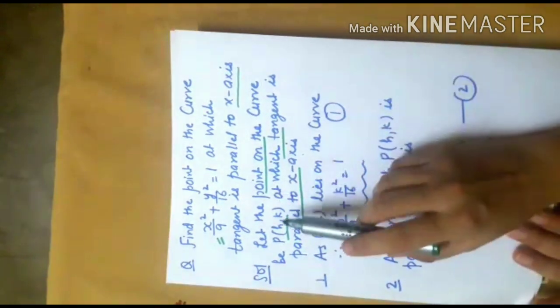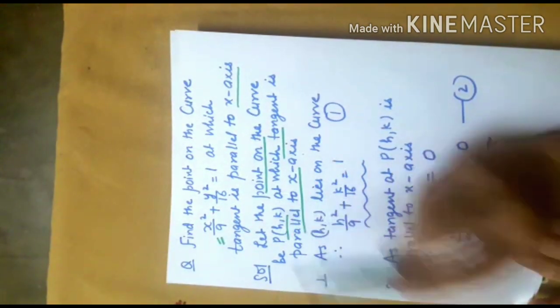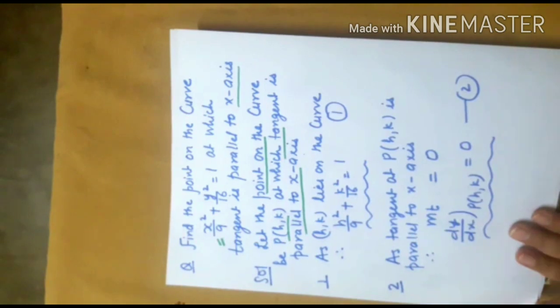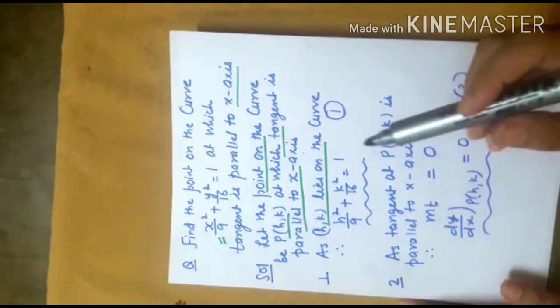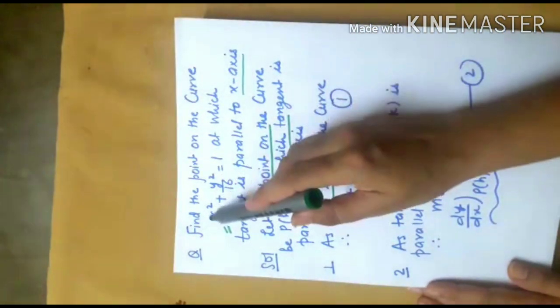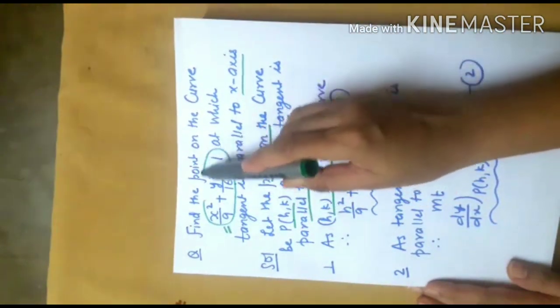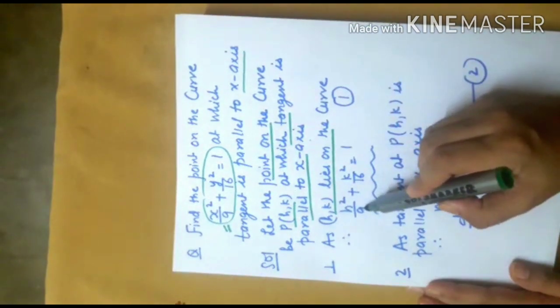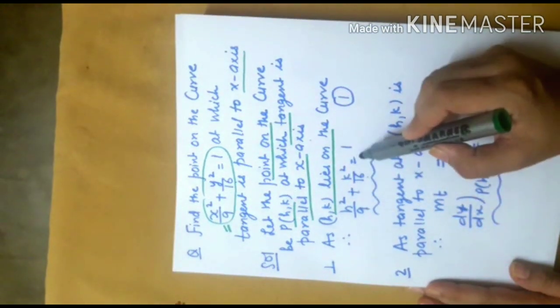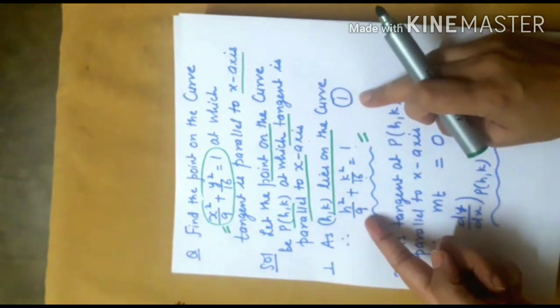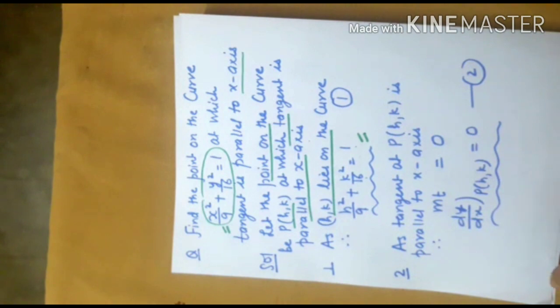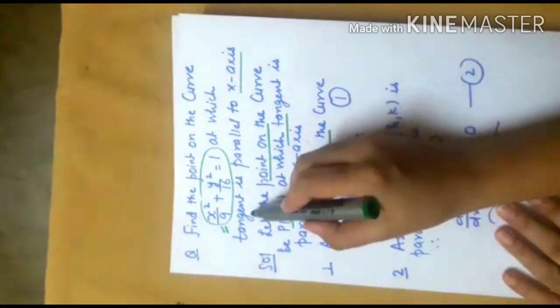Yes, as P(h, k) lies on the curve, so it will satisfy the equation of the curve. So (h, k) will satisfy this equation. So I'll get h square over 9 plus k square over 16 equals to 1. Right? This is the first equation. Now I want a second equation, and for that I need one more condition. And yes, that condition is given in the question.